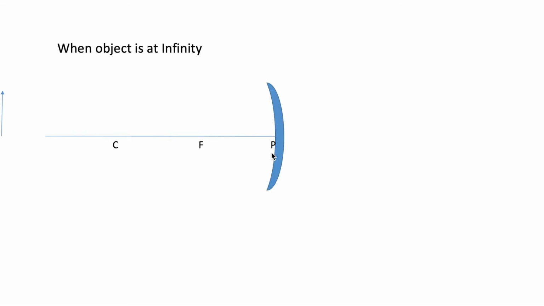This is the first case, when the object is at infinity. We will check how the image is formed. For an object at infinity, the rays will be parallel to the principal axis. We know that if the rays are incident parallel to the principal axis, they will reflect through the focus. So we will draw this. These are the parallel rays incident on the mirror. It is reflecting through the focus.